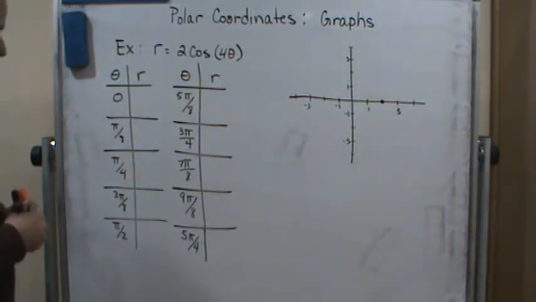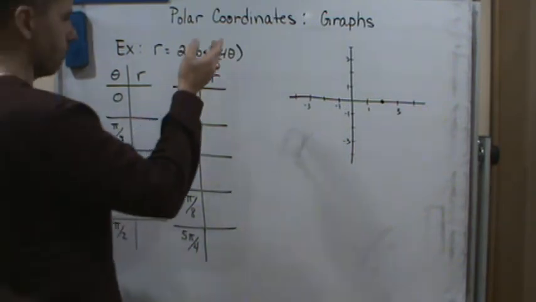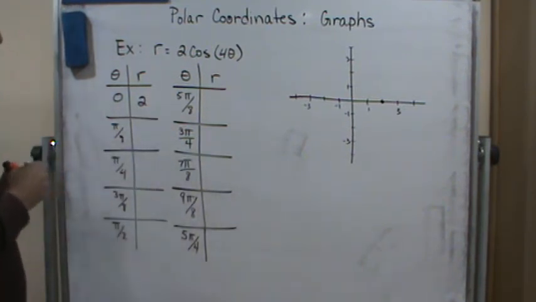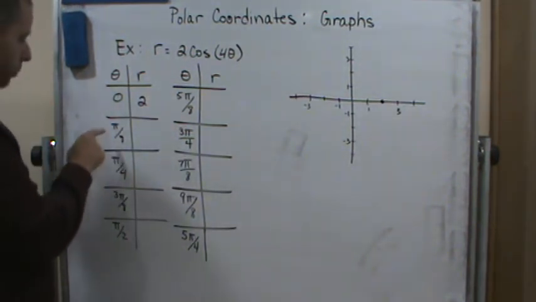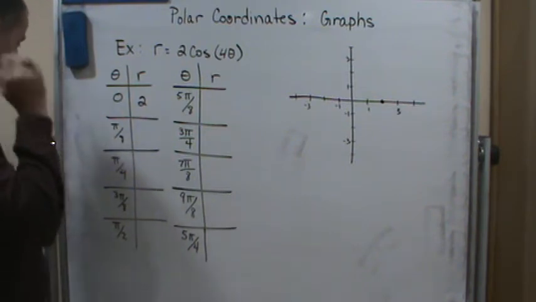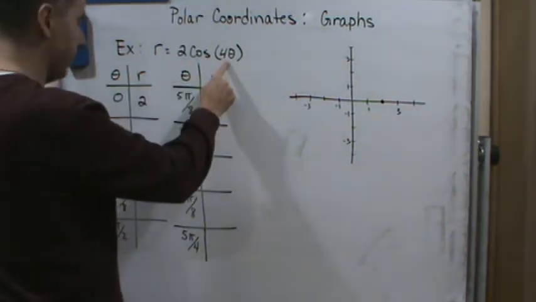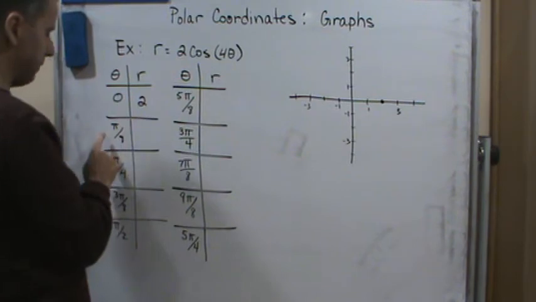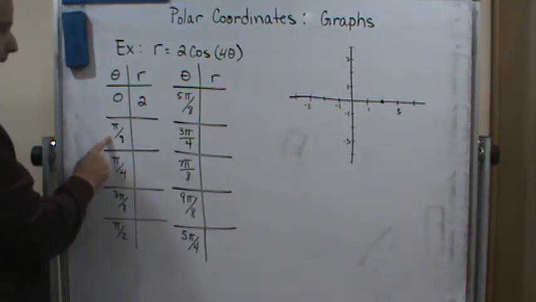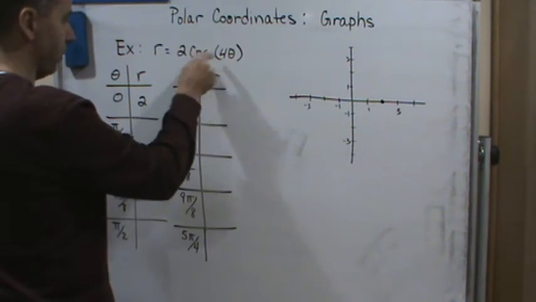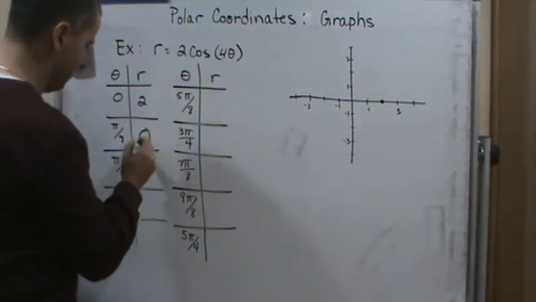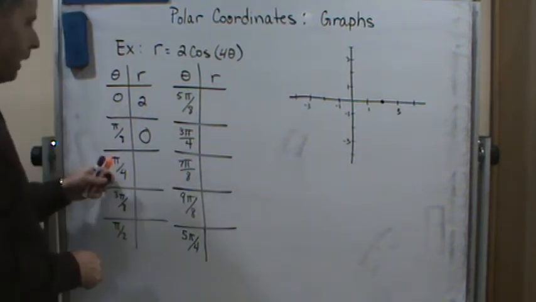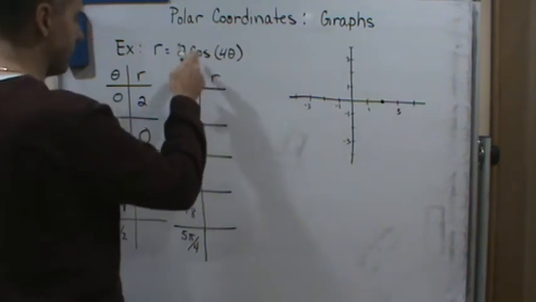Okay, so let's do this. If I put in 0, I get 2. So that makes sense. Now if I put in pi over 8, I get pi over 2, which is 0, so I get 0. And that's what we got before, so no surprise there. Now let's go to pi over 4. That's going to give me pi, which is going to give me 2 again.